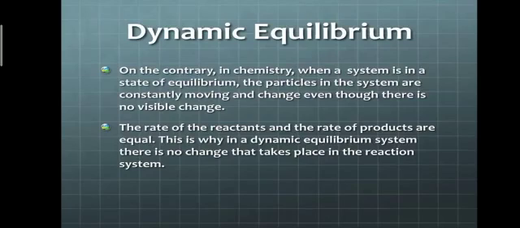in motion. The rate of the reactants and rate of products are equal. It means that the speed at which reactants move is equal to the speed at which the products are moving. So the rate of reactants and the rate of products are equal. It means that the amount of reactant utilized is equal to the amount of product formed. This is why in a dynamic equilibrium system there is no change that takes place in the reaction system.